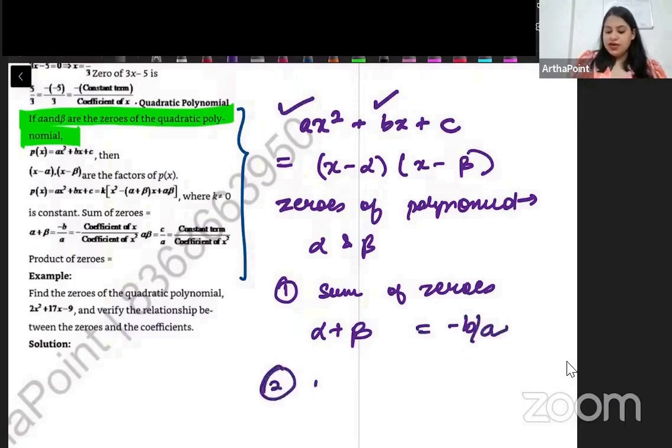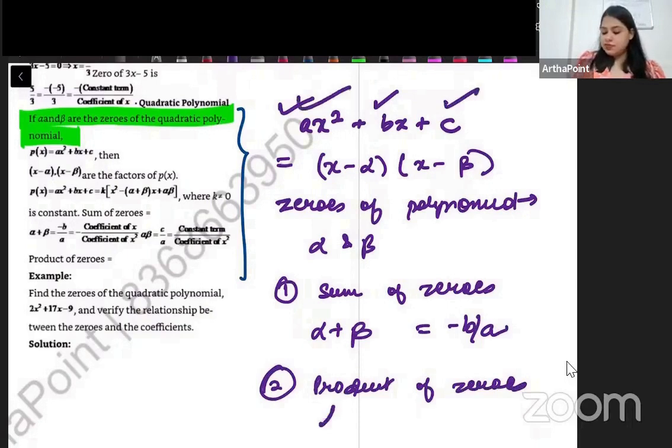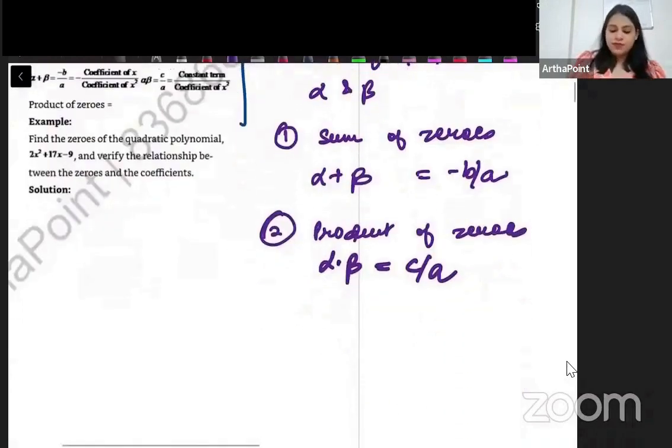And second, beta, the product of zeros should be c by a. So alpha into beta should be c by a. So the sum of the zeros should be minus b by a, and the product of the zeros should be c by a. Let us take some questions based on it.